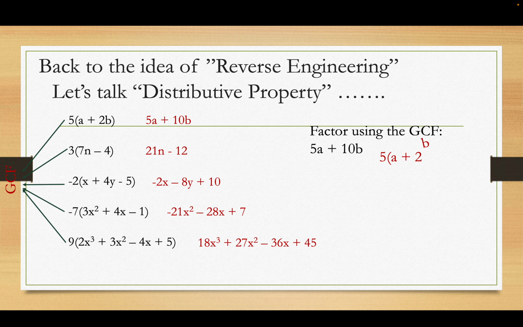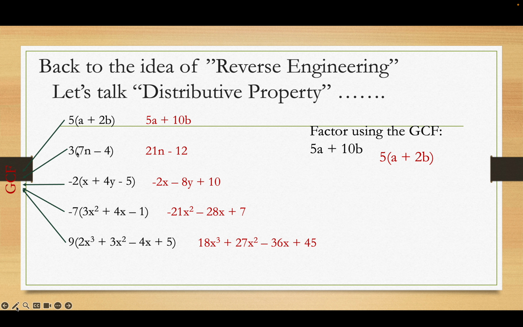Now, if you factor correctly with the GCF, when you distribute back, you should get back what you started with. 5 times A is 5A, 5 times 2B is 10B. Ding, ding, ding, ding, ding. Lights flash, bells ring. You did the correct factoring, okay? So we look for the greatest common factor. We pull it out. We get what we think is the answer. We're reverse engineering this, and then we check it by distributing back. It is almost always the case that if you made a mistake, it will become apparent to you when you multiply back.